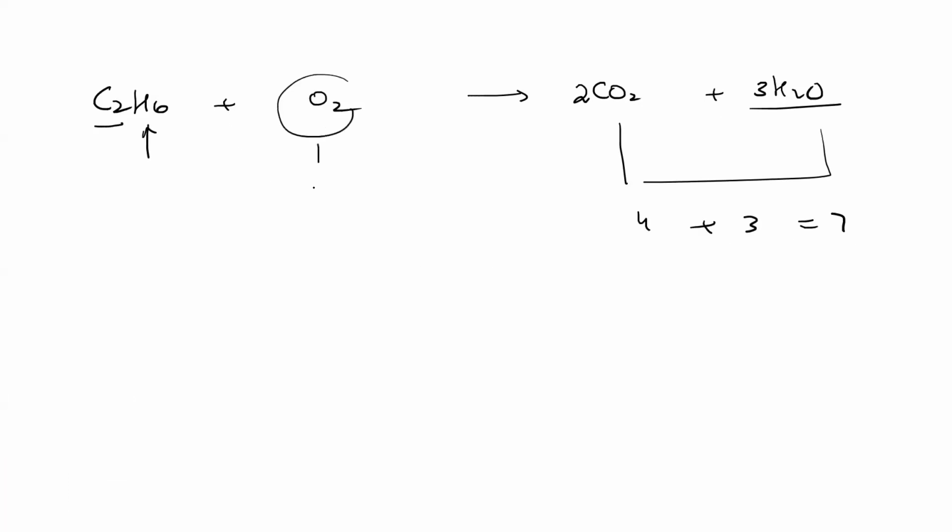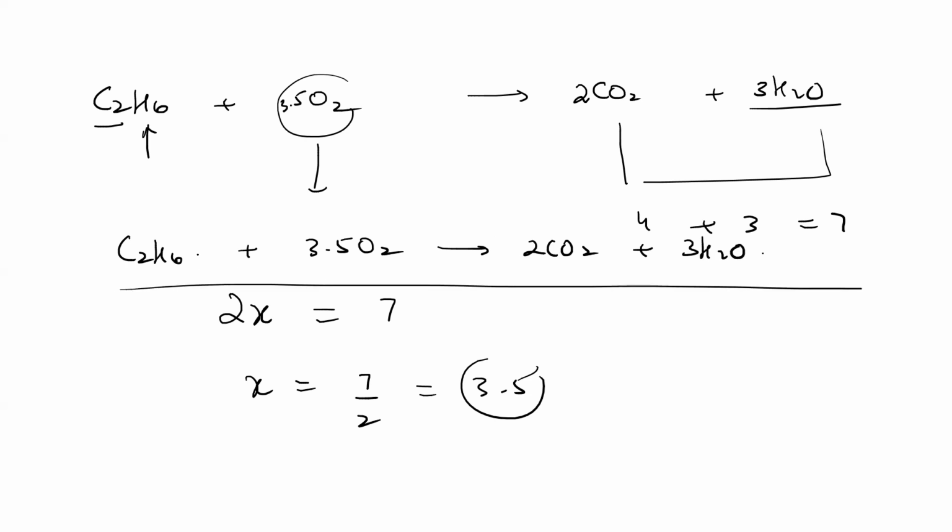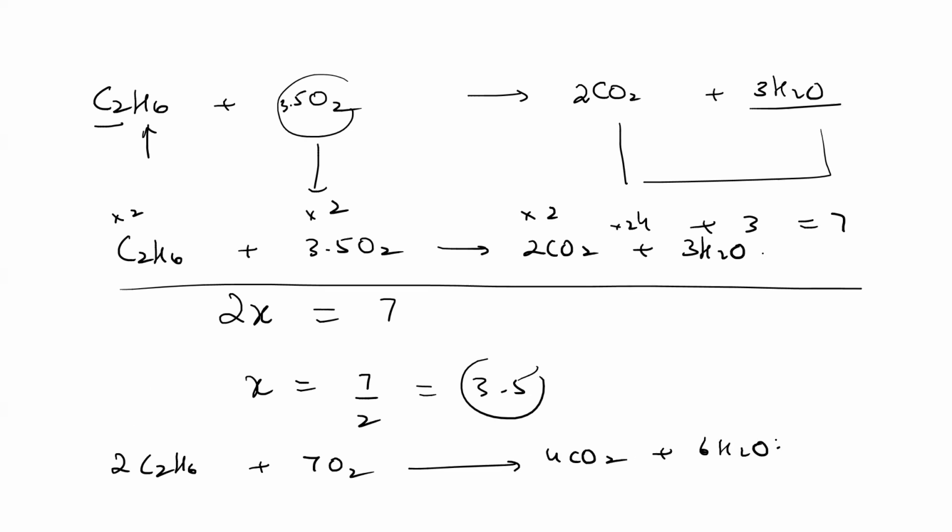So if I want to make this 7, let's assume 2x equals 7. That means x equals 7 upon 2, that's 3.5, right? So we can write 3.5 here. So one way to balance this would have been C2H6, 3.5 O2, 2 CO2, and 3 H2O, right? On the other side, we can multiply everything by 2. We will multiply everything by 2. So in that case, this would be 2C2H6, 7O2, 4CO2, and 6H2O. Do you guys get this? Is this understood?